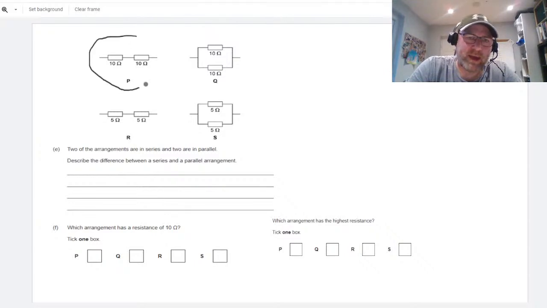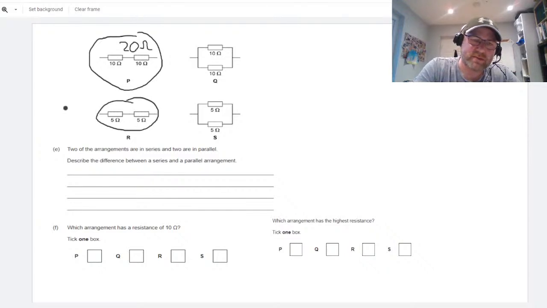If we look at the total, in a series circuit you add them together, so we get a total of 20 ohms. In series circuits, you add them together. R is 10 ohms.